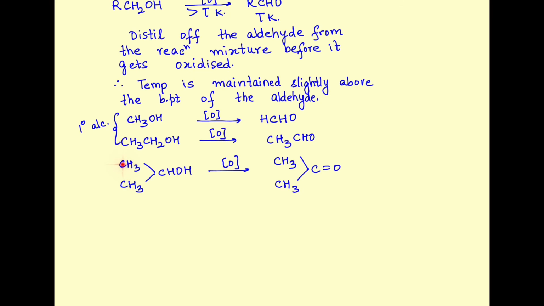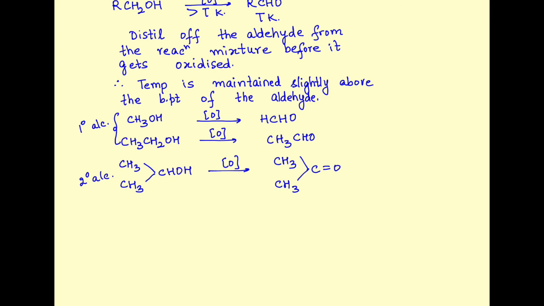You see over here, a secondary alcohol, a 2-degree alcohol. You remember these terms here? So 1, 2, 3, 3 carbon atoms. Your product also has 1, 2, 3. The number of carbon atoms remains the same.